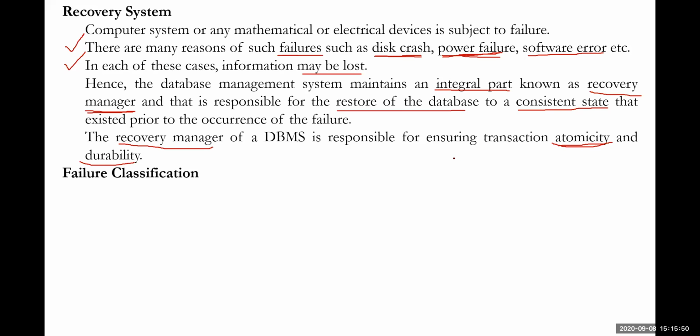And what are the different kinds of failures? Why is a recovery system required? These are the different cases where exactly a recovery system is required. And what is the recovery manager expected to do? The recovery manager is expected to ensure the atomicity of that particular transaction and the durability of that particular transaction. These two are required.